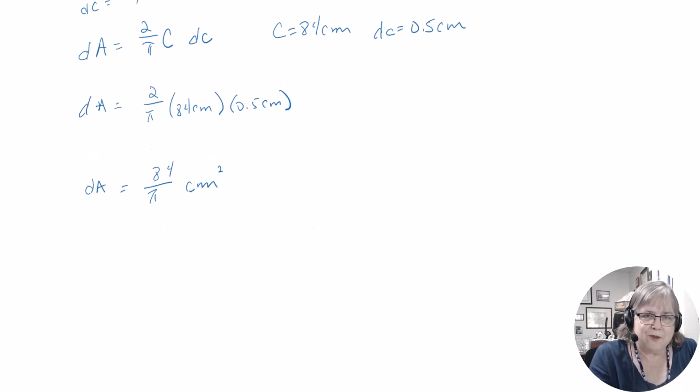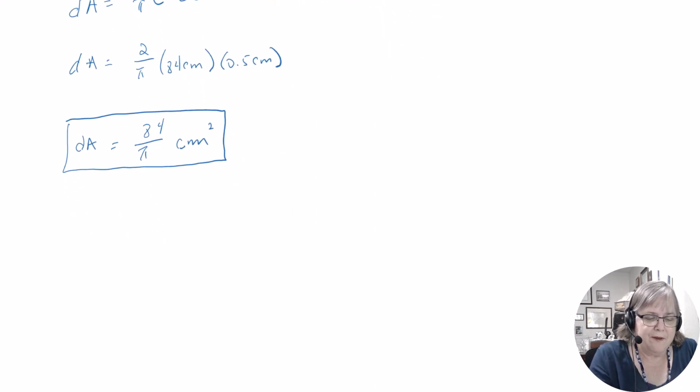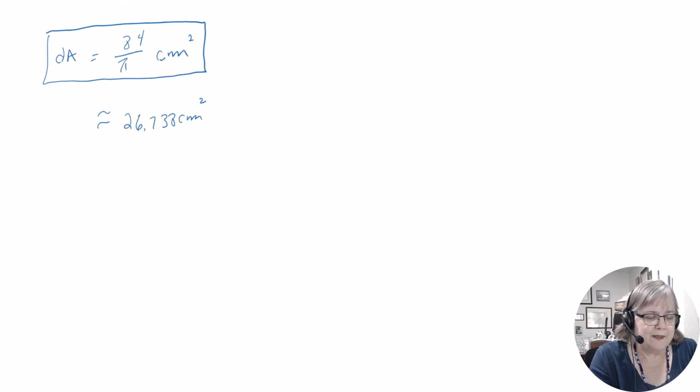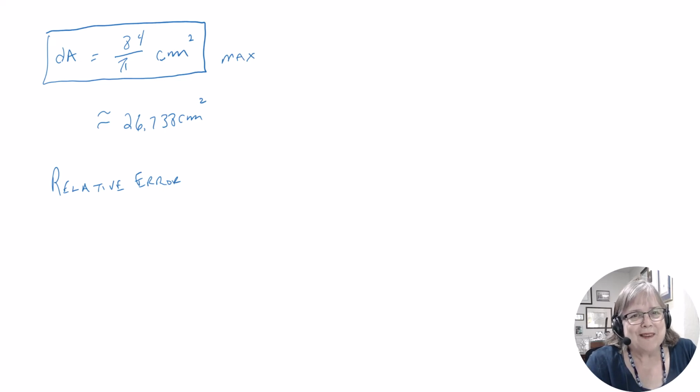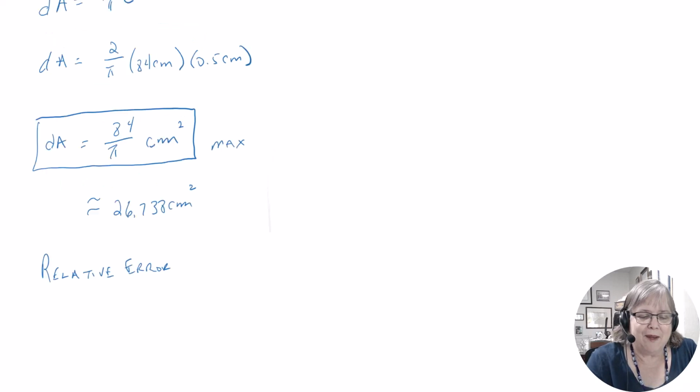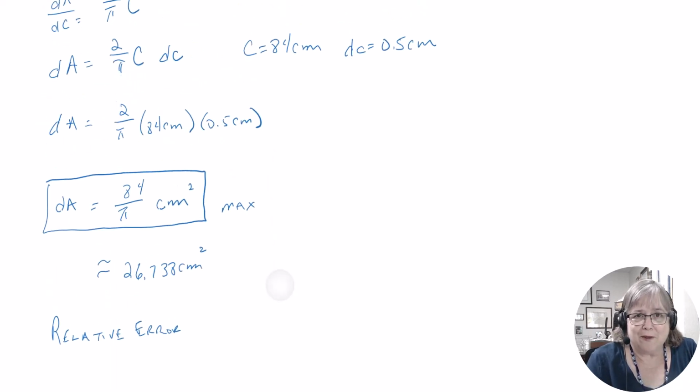Now, depending on how they want you to answer that, this is the exact error. For us human beings who are like, I'm not sure what that means, this is 26.738 square centimeters. And you could round it off to your appropriate place. And for the relative area error, and this is the maximum error. I can say that word. This is the maximum error based on being off by the biggest amount you think you might be off by.